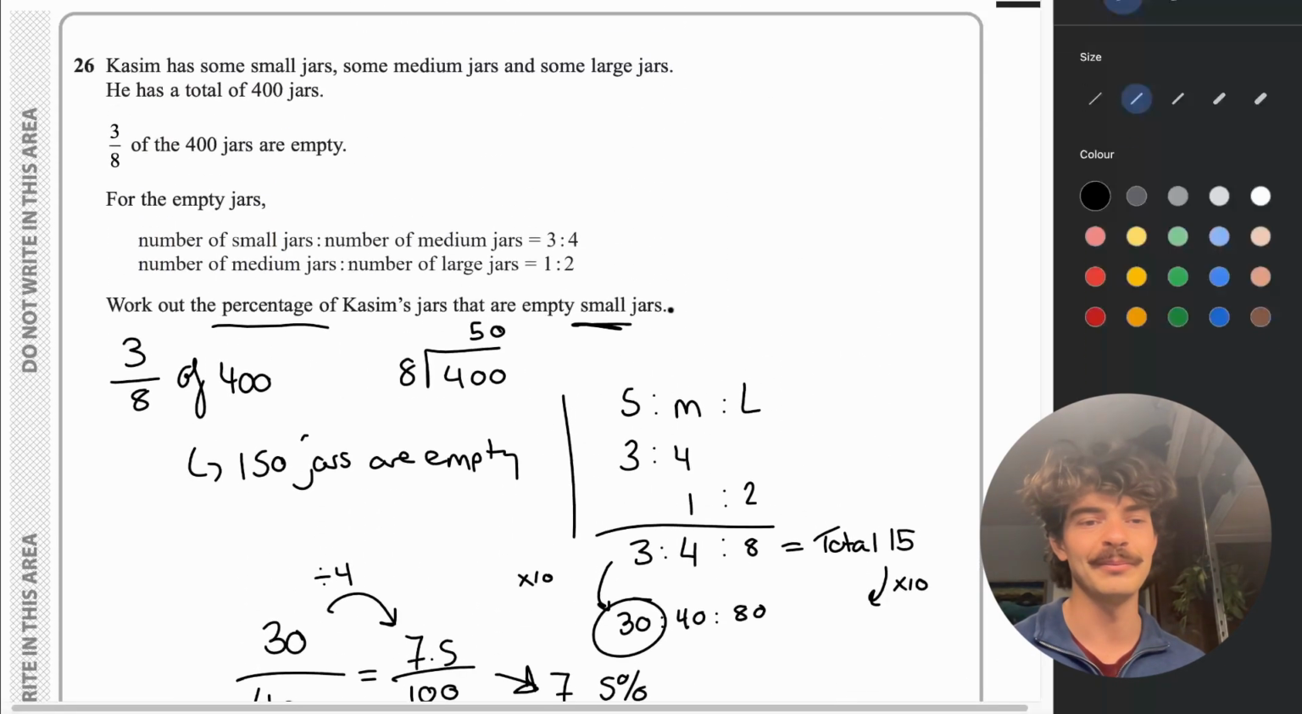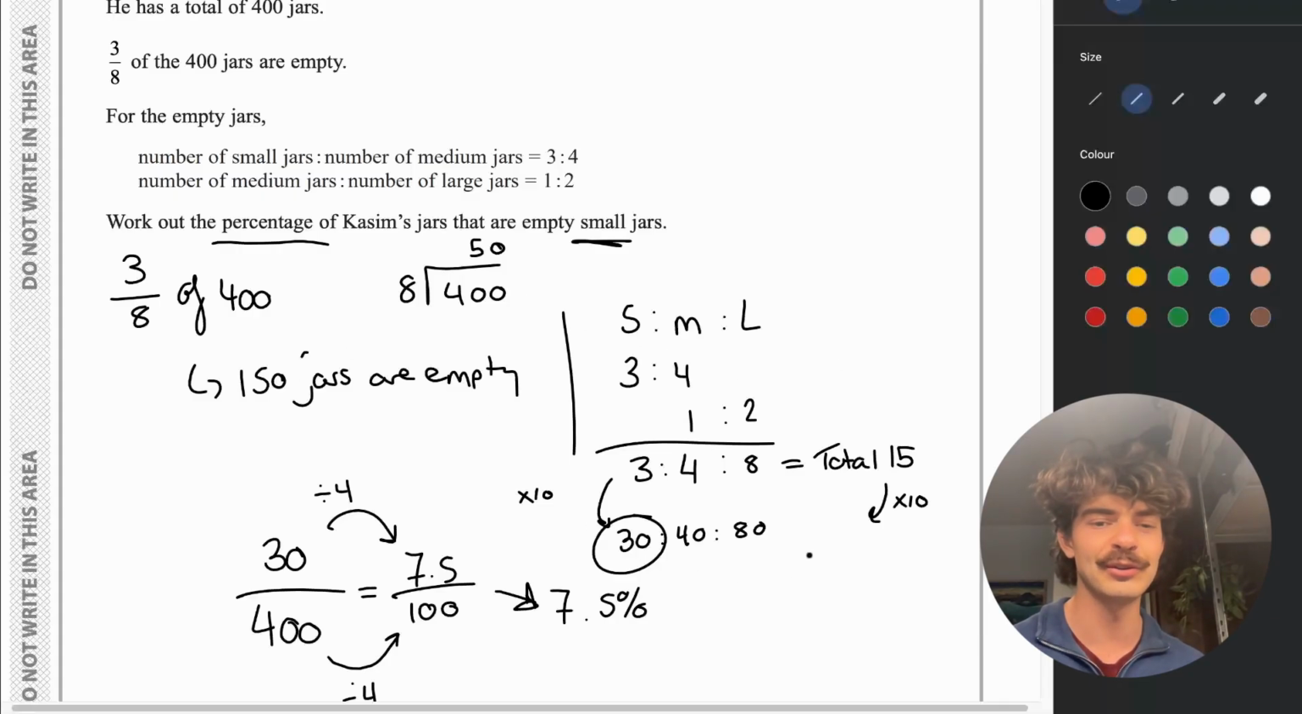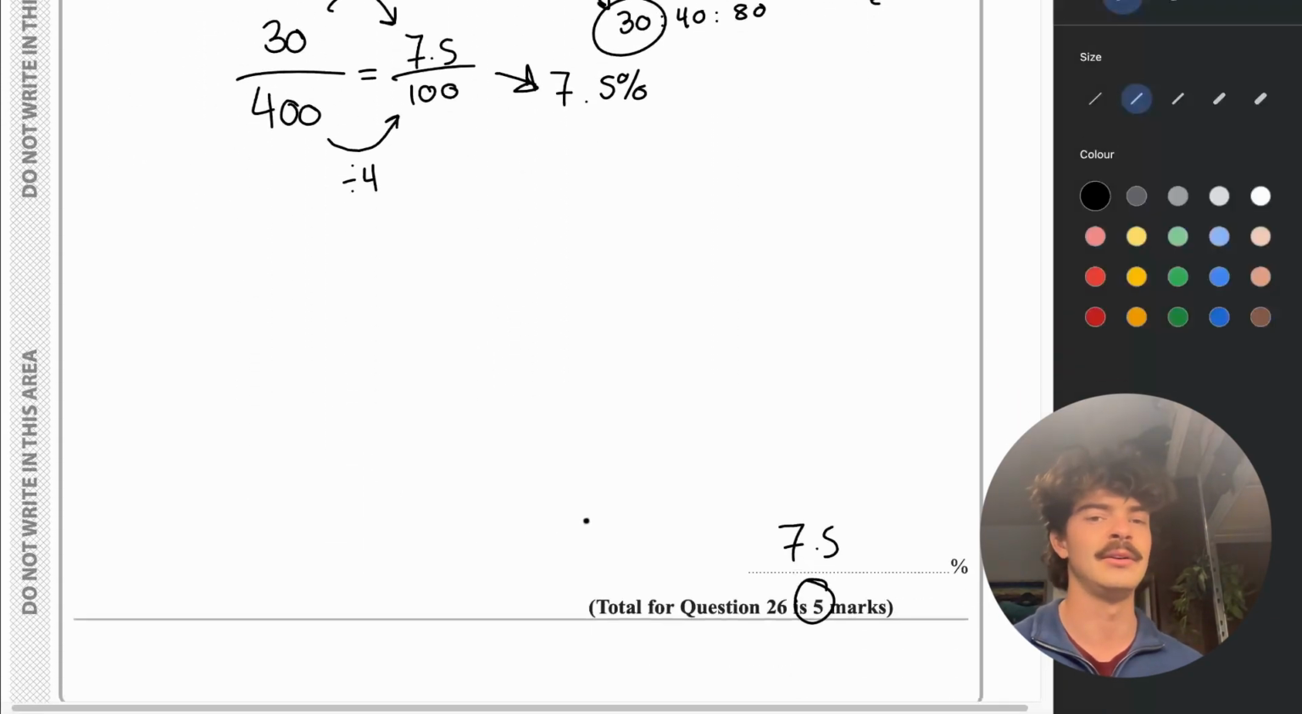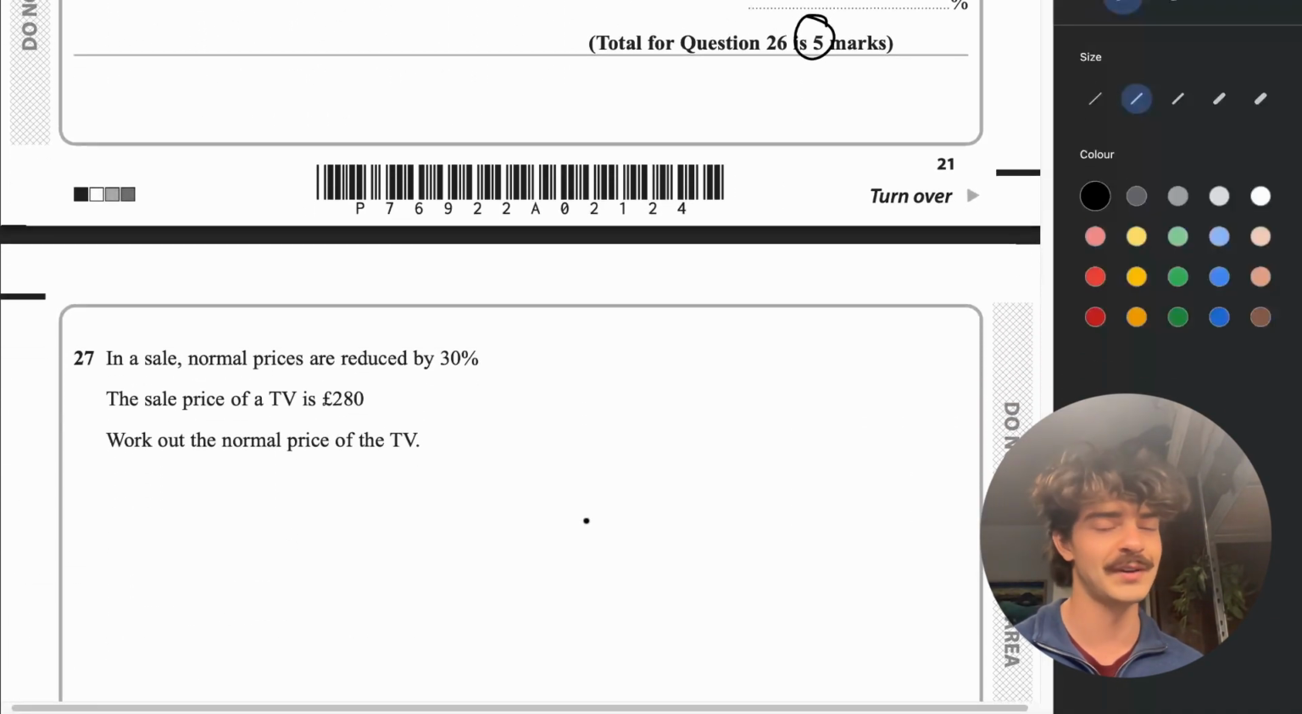Yeah, for 5 marks, I think this is quite a reasonable amount of marks for that question. A lot of stuff going on. Not only a hard fraction to begin with, we then had a 3-part ratio and a conversion all in one question there. So very good question.